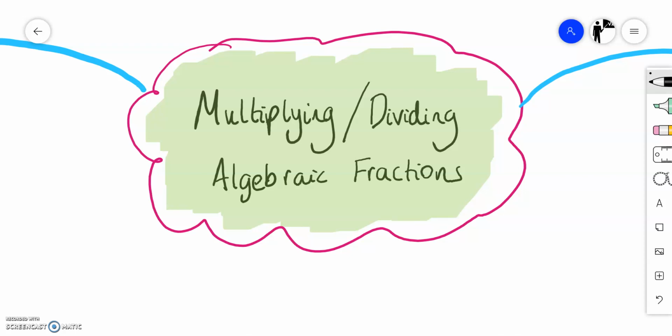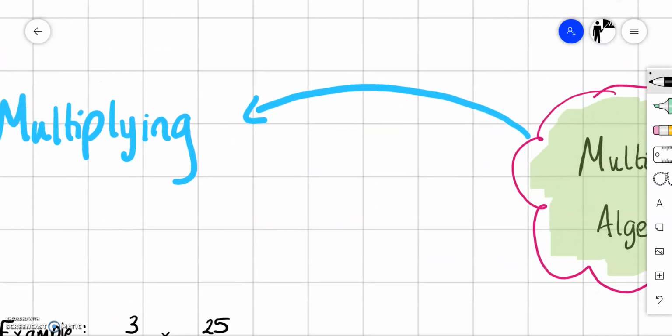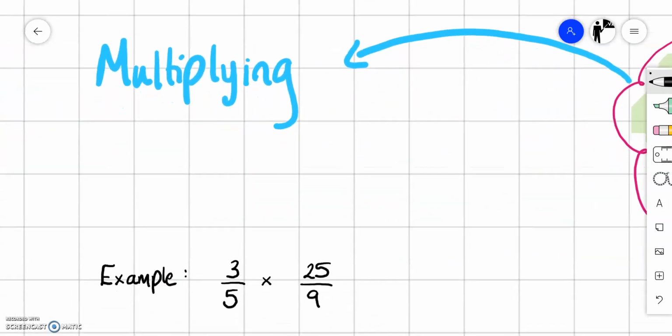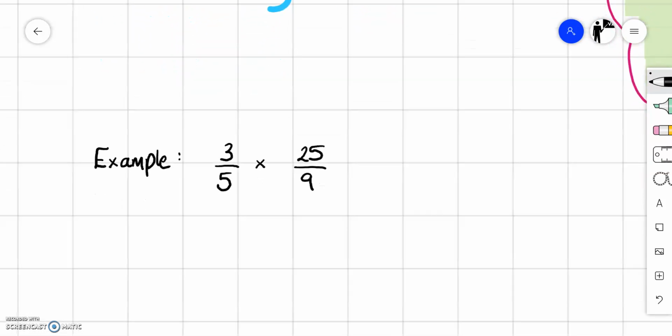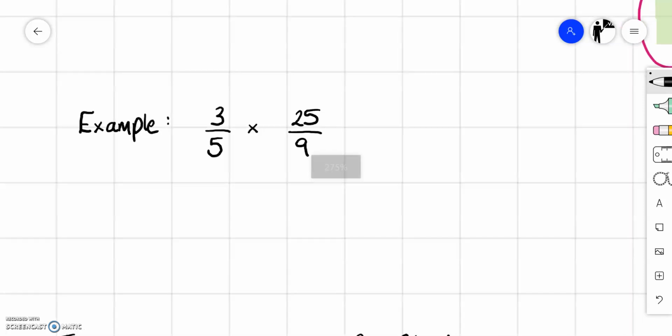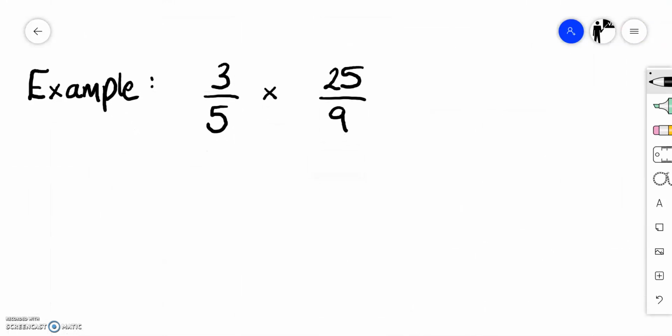In this video, we're going to have a look at multiplying and dividing algebraic fractions. I'm going to start looking at multiplication. Before we look at multiplying algebraic fractions, we'll just look at normal fractions first and build that up. So we've got 3/5 multiplied by 25/9.